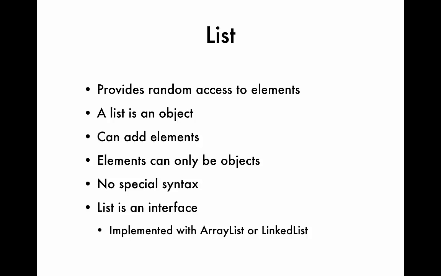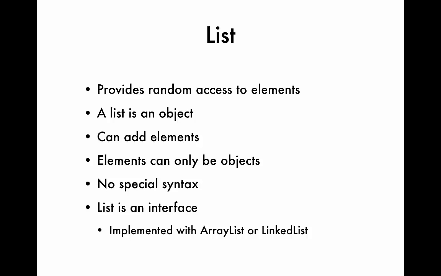This ability to change size is one of the biggest benefits of lists. A drawback of lists is that, unlike arrays, the elements of lists can only be objects. They cannot be primitive types like ints and booleans. Arrays have special syntax. Lists do not.